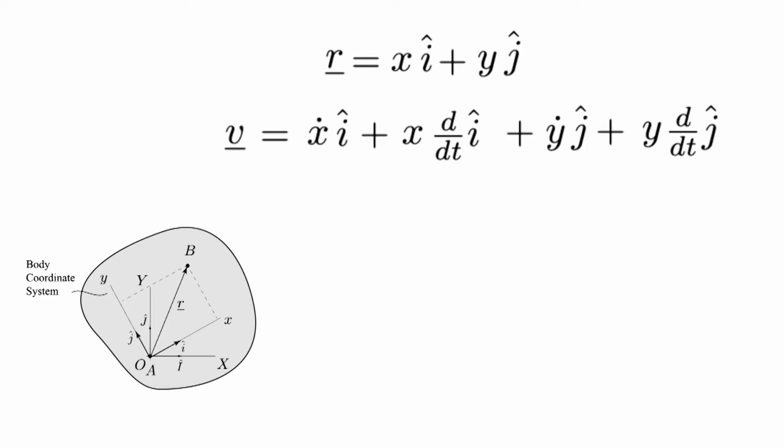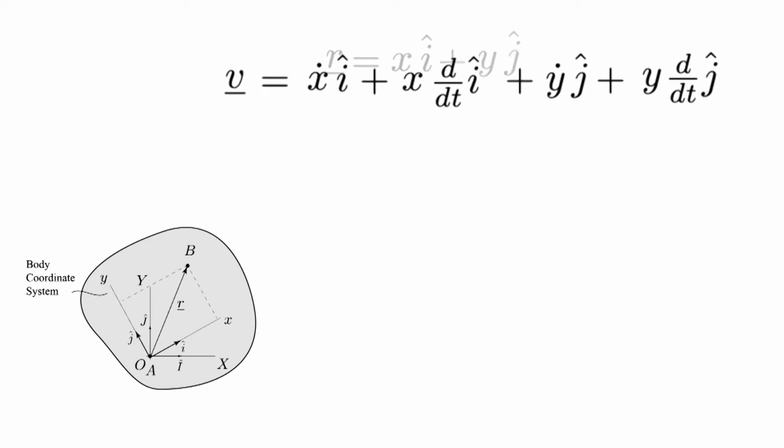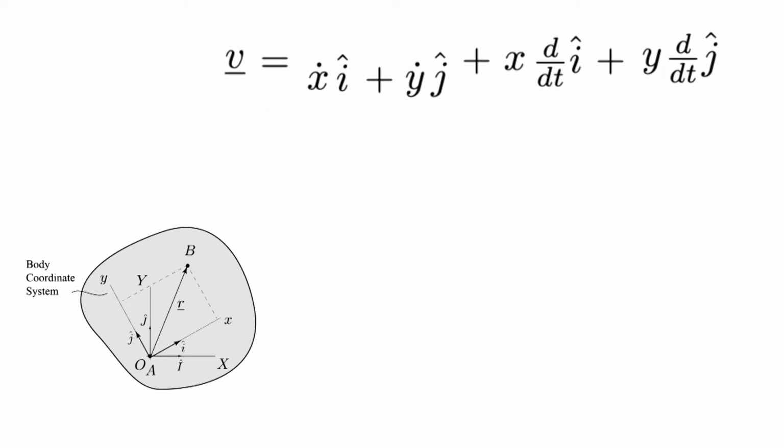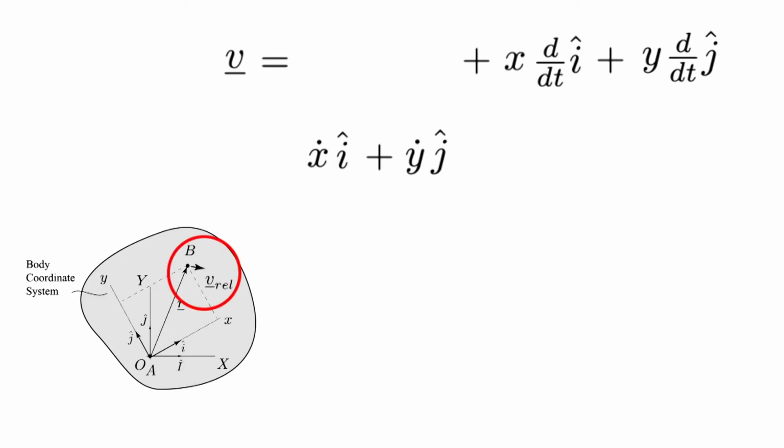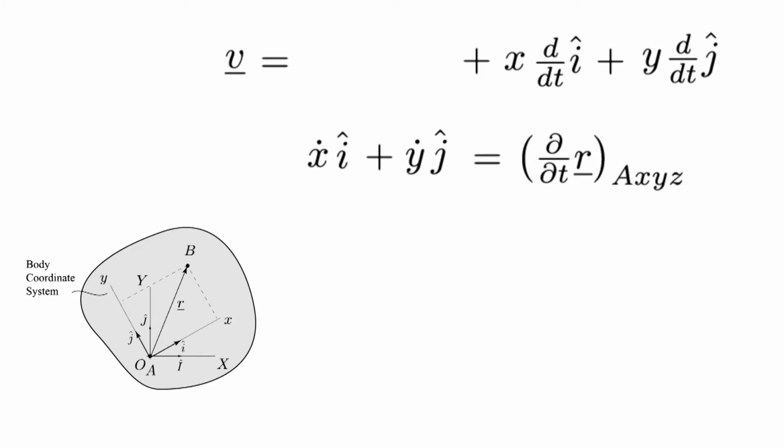To find the velocity, we differentiate using the product rule. Rearranging, we see that these two terms are simply the point's velocity with respect to the body coordinate system, that is to say, with respect to the rigid body. This is simply V_rel. It is also sometimes written like this, or like this.